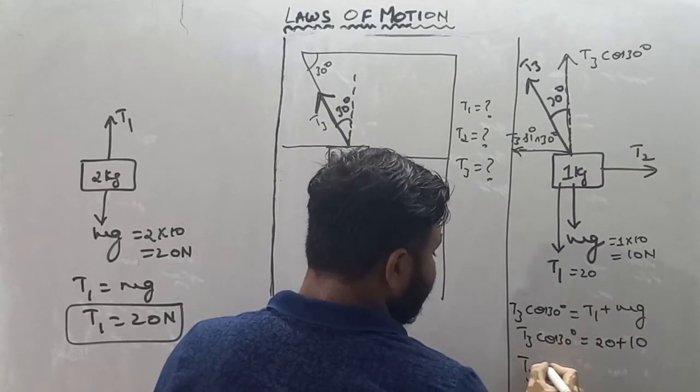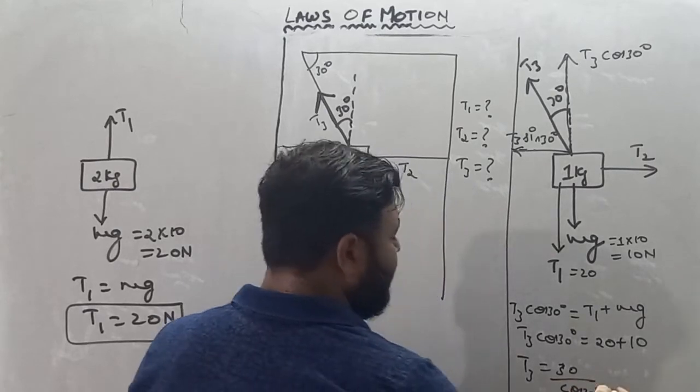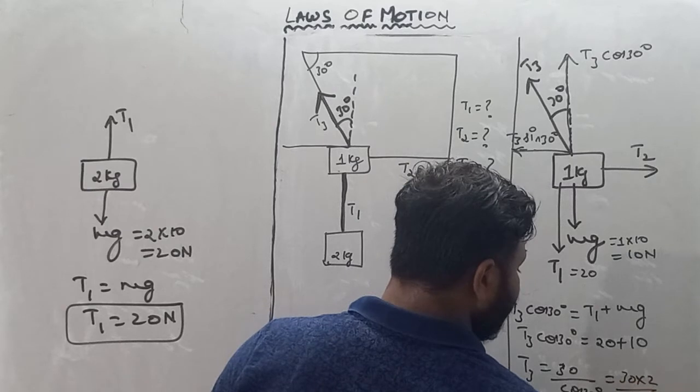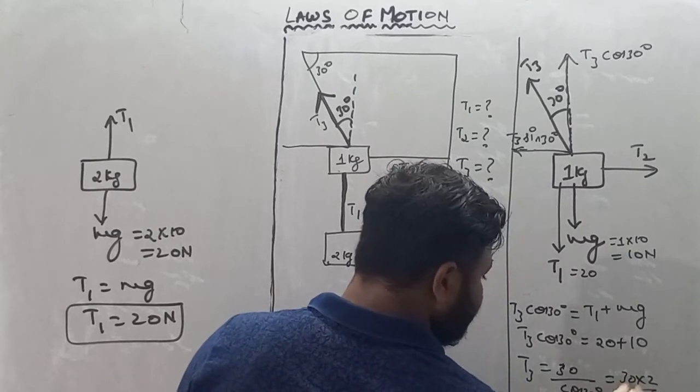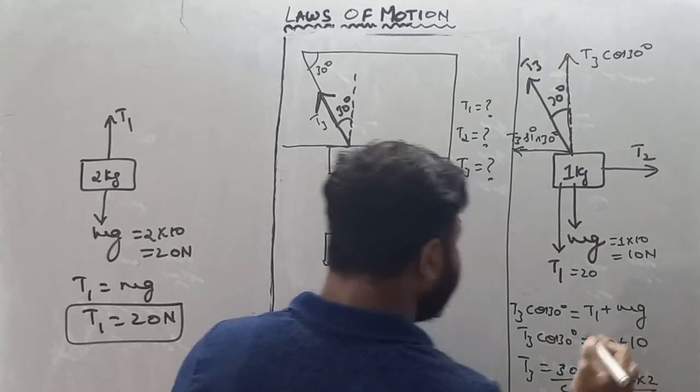So T3 is equal to 30 by cos 30, and we know that cos 30 is nothing but root 3 by 2. So 30 into 2 by root 3. So T3 becomes equal to 60 by root 3 Newton, my dear student. We get the value of T3.